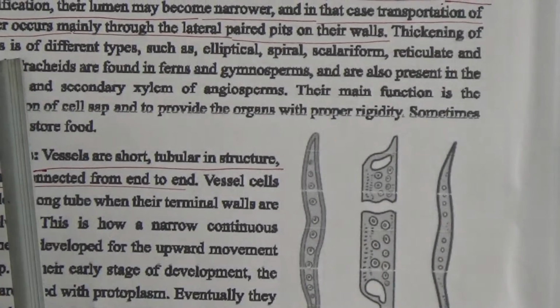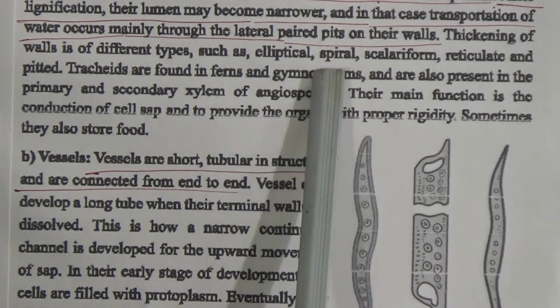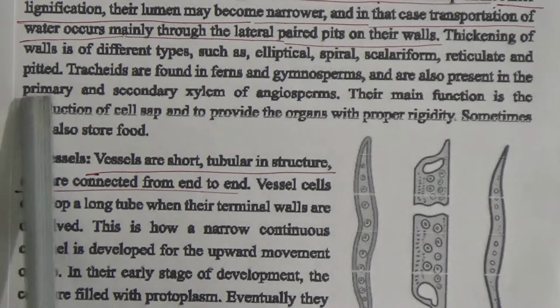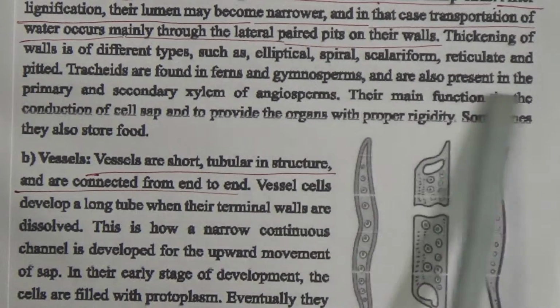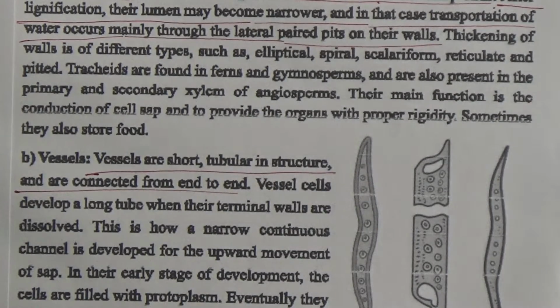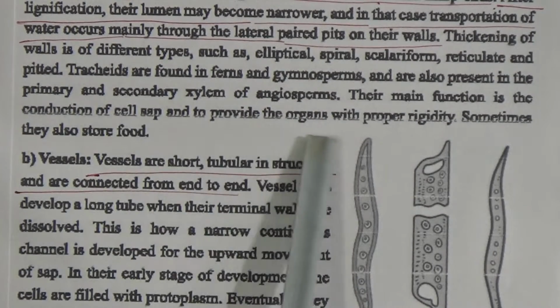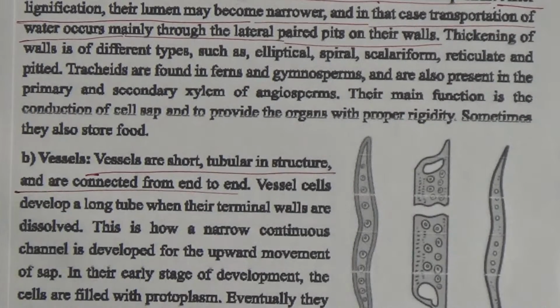Thickening of the wall is of different types, such as annular, spiral, scalariform, reticulate, and pitted. Tracheids are found in ferns and gymnosperms and are also present in the primary and secondary xylem of angiosperms. Their main function is conduction of cell sap and providing the organs with proper rigidity. Sometimes they also store food.